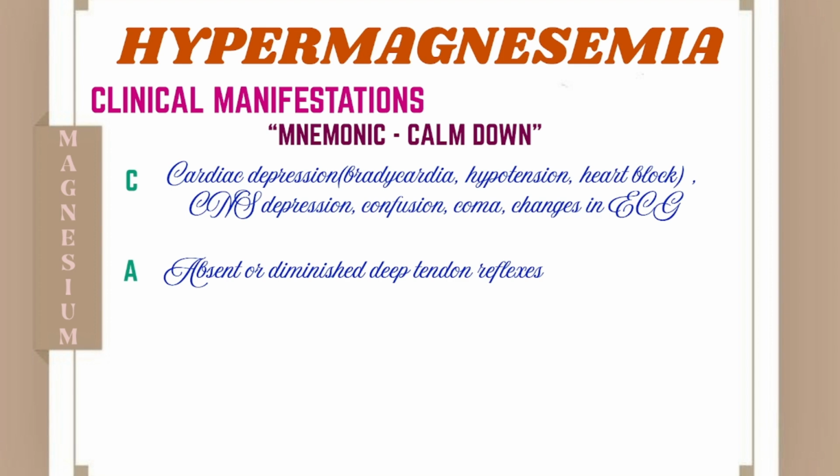And the loss of deep tendon reflexes, or absent or diminished deep tendon reflexes, are the earliest signs of magnesium toxicity. L stands for lethargy. The person will be lethargic, will feel tired, weak, sleepy. M, muscle weakness. The person may experience skeletal muscle weakness, and also high magnesium will affect respiratory muscles too, which will lead to shallow respiration or apnea may develop.